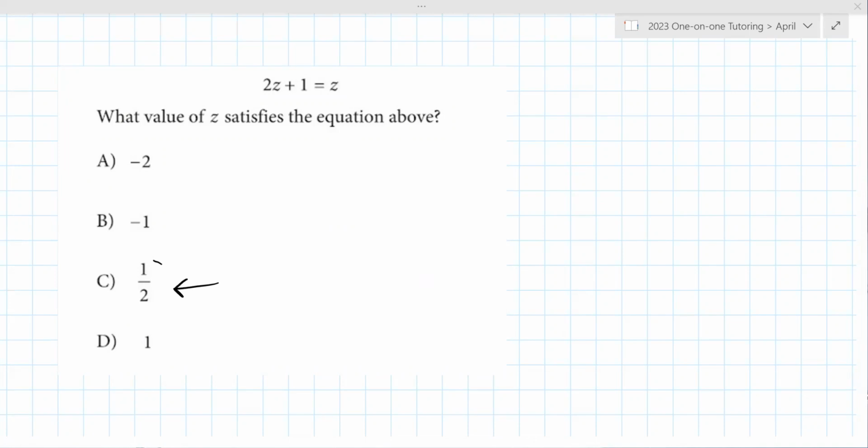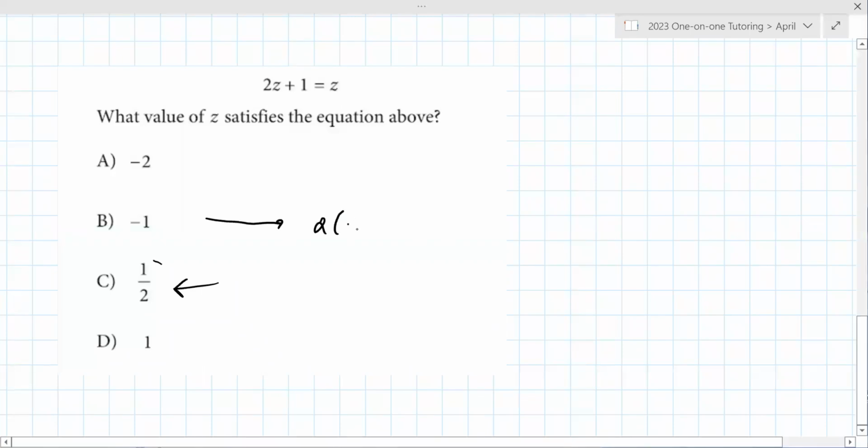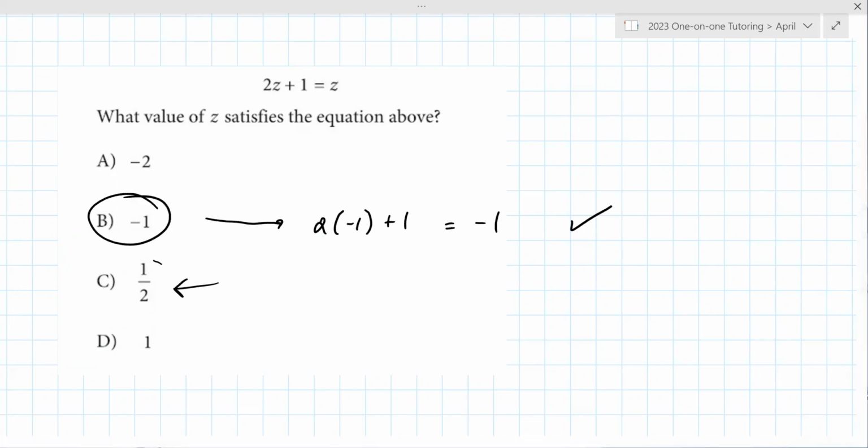I think I got -1 because 2 times -1 is -2 plus 1 is -1. Good. All right. Let's look at another one here. Not going to give you the multiple choice this time.